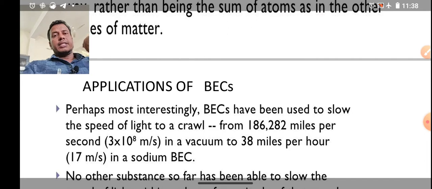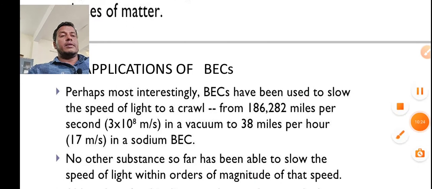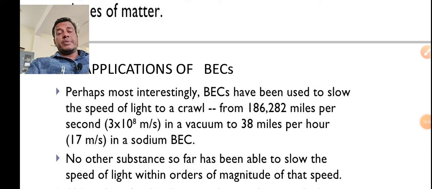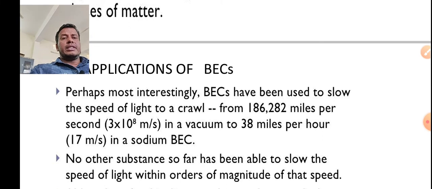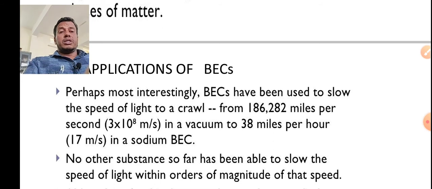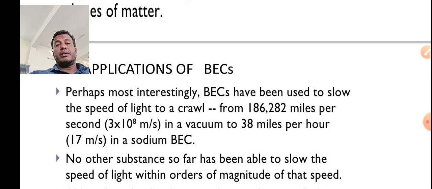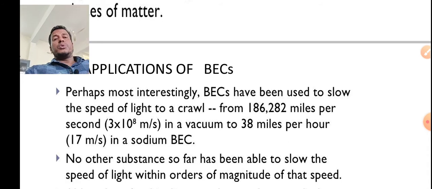So, what are the applications of the BEC? A very important application is reducing the velocity of light; it makes light crawl. It decreases the velocity of light from 186,000 miles per second to 38 miles per hour. Wow, it is a very good thing that the BEC can reduce it.